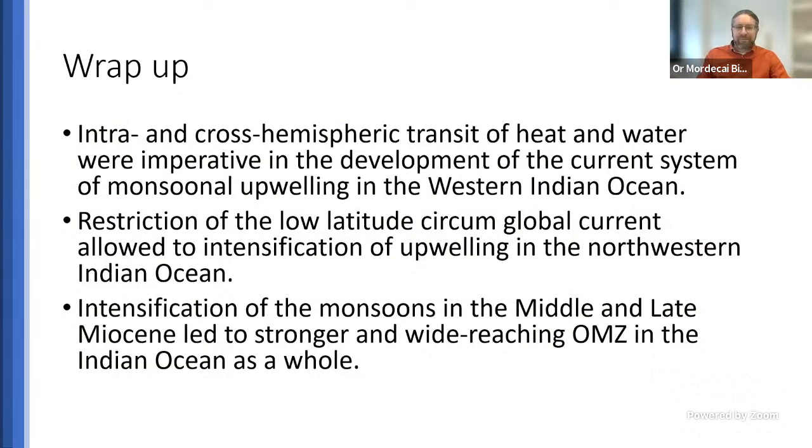So, to wrap up, intra and cross-hemispherical transit of heat and water were imperative in the development of the current system of monsoonal upwelling in the Western Indian Ocean. Restriction of the low-latitude circumglobal current allowed for intensification of upwelling in the northwestern Indian Ocean, and intensification of the monsoon in the middle and late Miocene led to stronger and wide-reaching oxygen minimum zone expansion across the Indian Ocean as a whole.